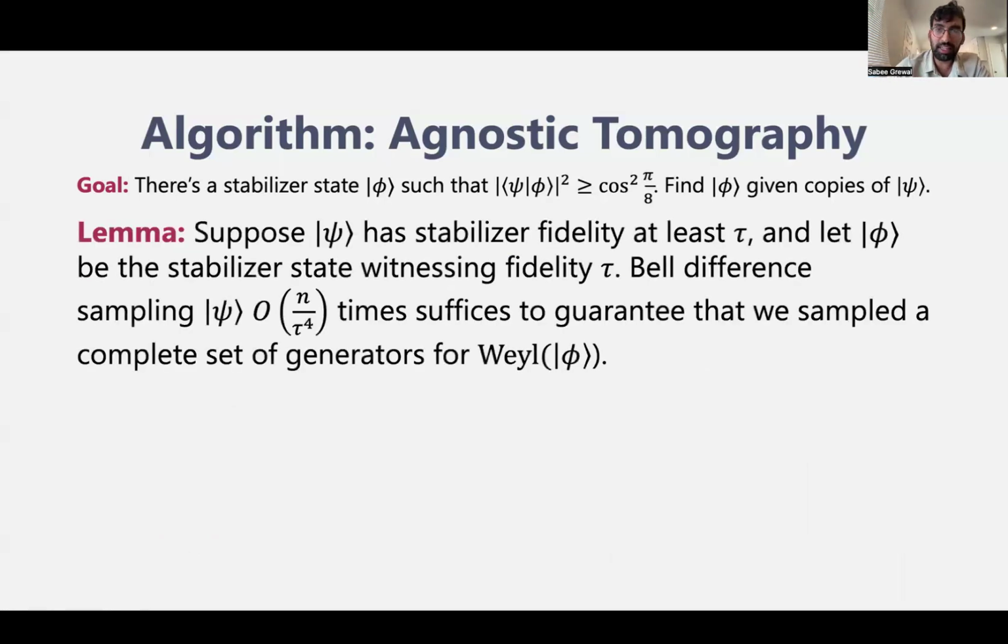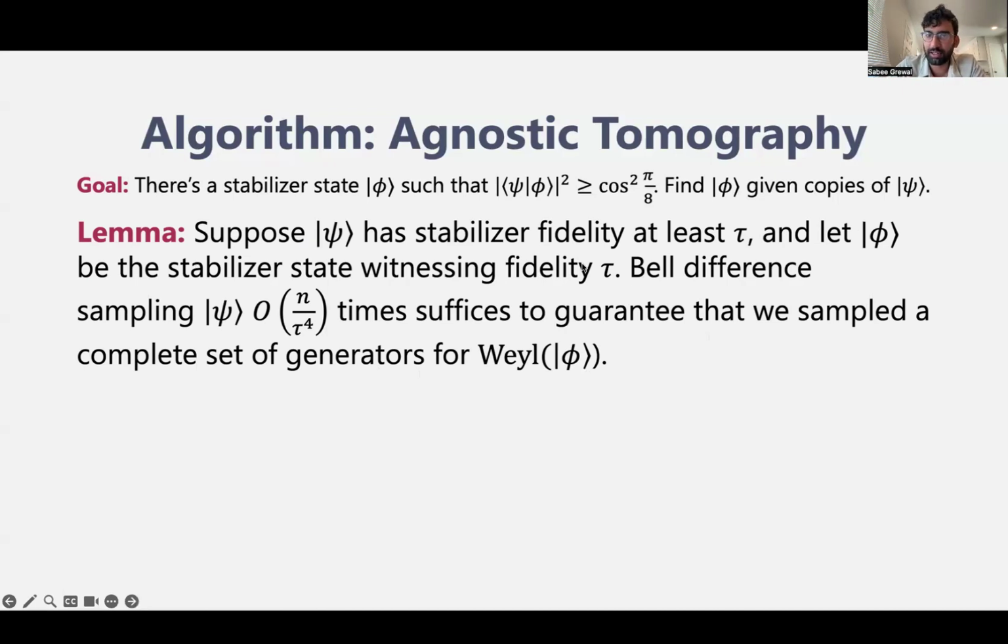So the first key lemma required to give an algorithm for this task is the following. Suppose we have a state psi whose stabilizer fidelity is at least tau, and let phi be the stabilizer state that witnesses this fidelity. So the fidelity between phi and psi is tau. Then Bell difference sampling psi n over tau to the 4 times suffices to guarantee that we've sampled a complete set of generators for Weil phi. So we sample a bunch of times, and there's a subset of exactly n Weil operators in our sample that generate Weil phi.